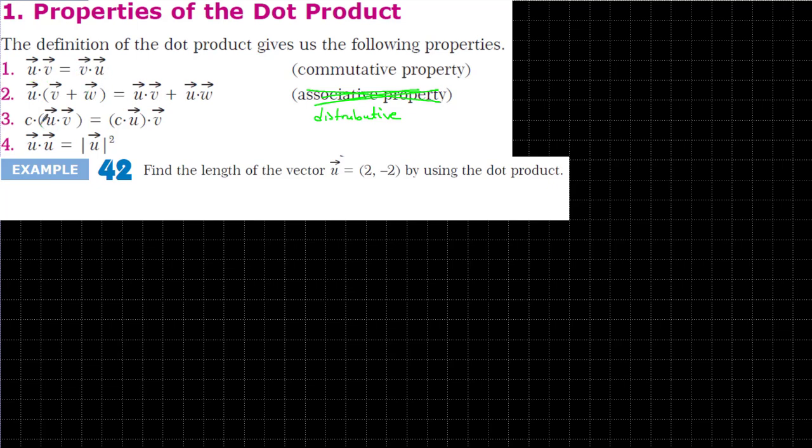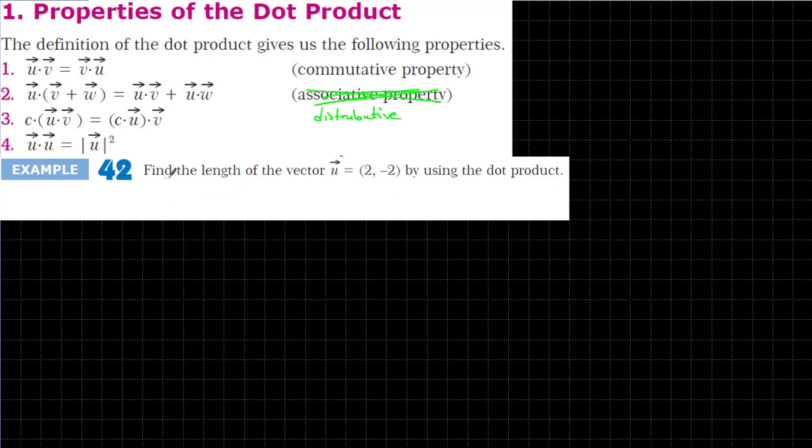The next one is multiplying the dot product result by a scalar, or you multiply any vector by the scalar, then make the dot product. It is the same. And the important one here: when you multiply the u vector by itself, you will get the distance squared of u.